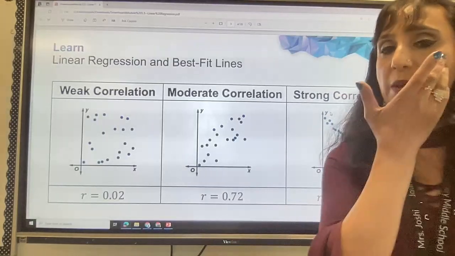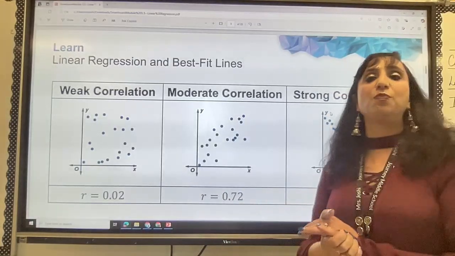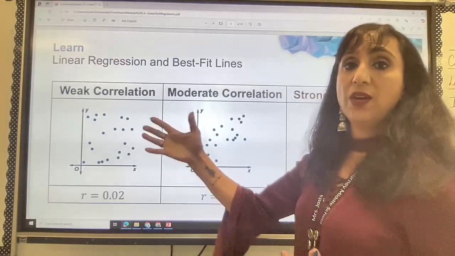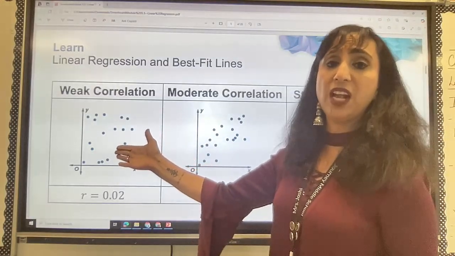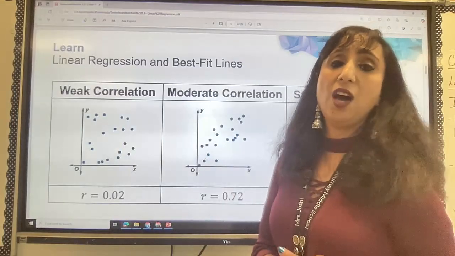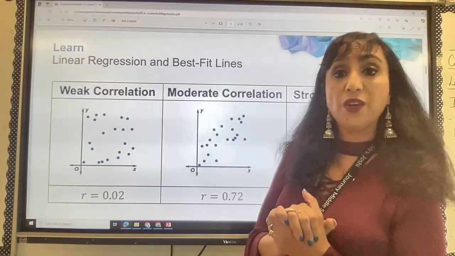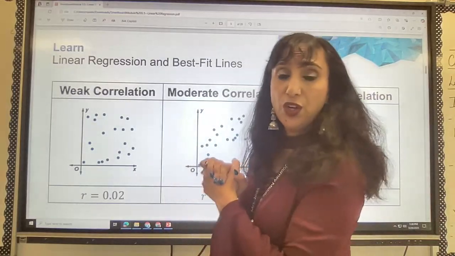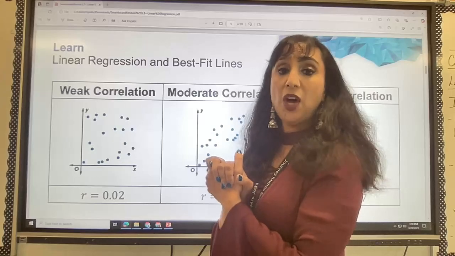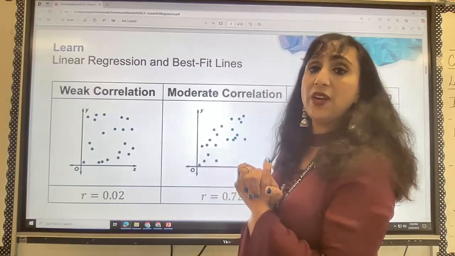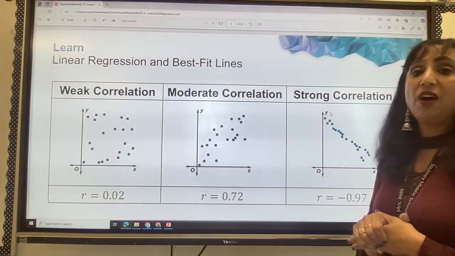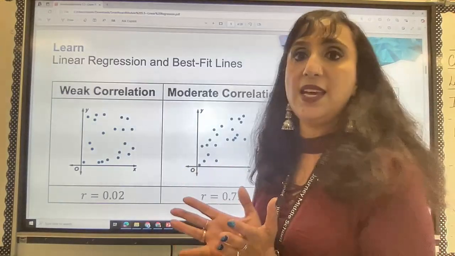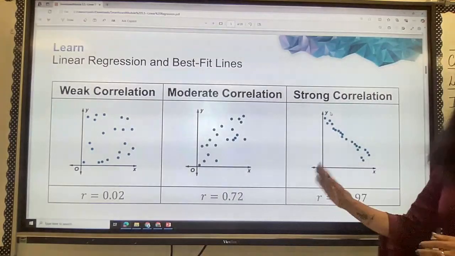So now here are the examples of what I was just showing you, based on R is equal to what. We can see the first one. Look at this example, linear regression and best fit lines. So the first one is saying R is equal to 0.2. Okay, so that is pretty close to the 0 that I was showing you. So that is a weak positive correlation. Let's look at a moderate one. So if I have 0.72, I was telling you that from about 5/10 to 8/10 is moderate, right? So this is a moderate correlation.